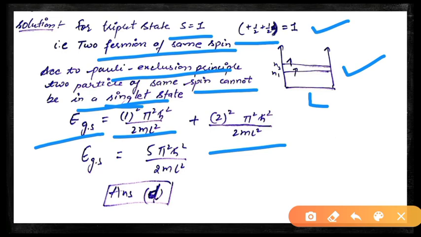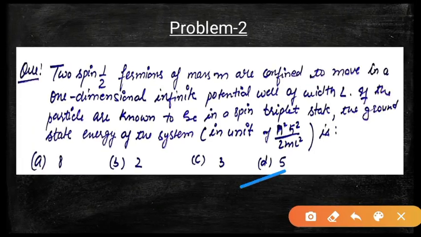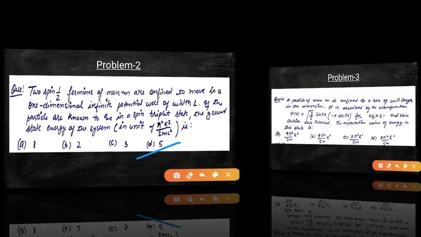So simply put the value of n. We will get 1 square pi square h cut square upon 2 m L square plus 2 square pi square h cut square upon 2 m L square. After adding both these terms we will get 5 pi square h cut square upon 2 m L square. So this will be the ground state energy for this system. And according to this problem we have to find the energy in units of pi square h cut square upon 2 m L square. So here 5 will be the right answer, which is option D.